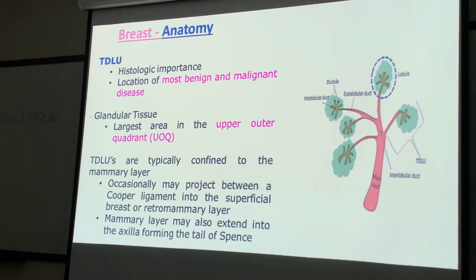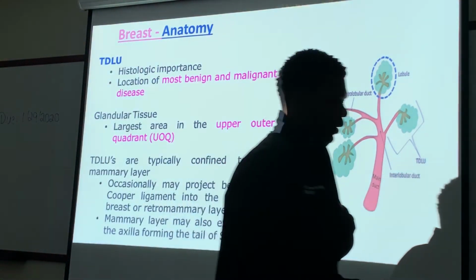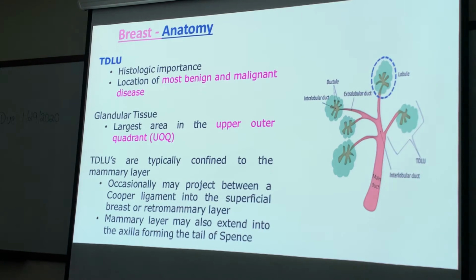Right? So the glandular tissue of the parenchymal layer, the mammary zone, the largest area of glandular tissue, or functional tissue, is going to be in the upper outer quadrant. Like Sophie said the other day.